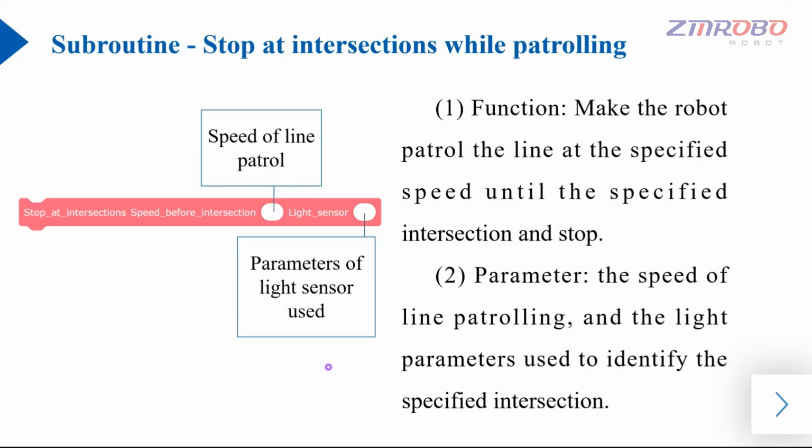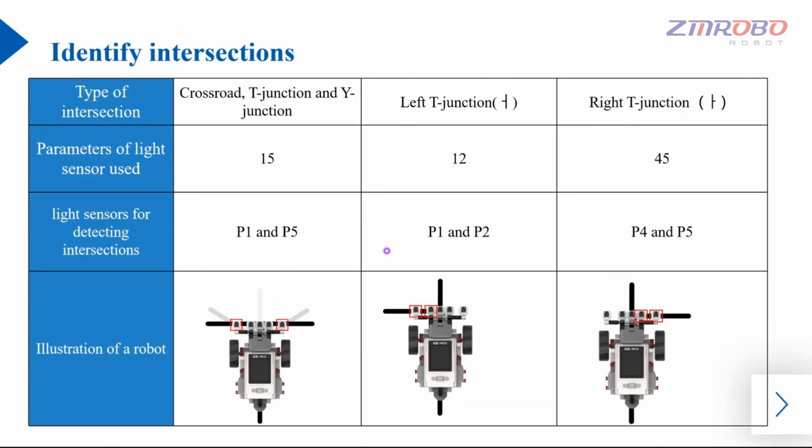Next, we will learn the Stop at Intersection module, which enables the robot to patrol at a specified speed until it stops at a specified intersection. Here you can enter the speed when patrolling the line, and here you can enter the parameter of light sensor used to identify the specified intersection. How to set the parameter of light sensor? You can refer to this table.